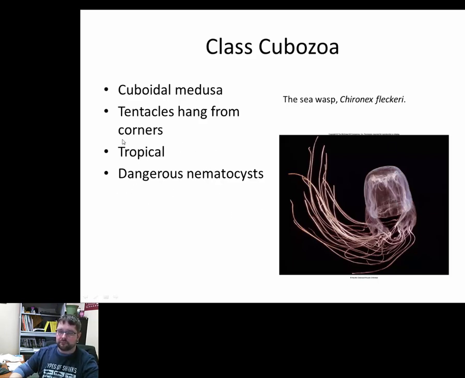Okay, mainly tropical, although sometimes, depending on temperatures and water currents and things like that, they can come into semi-tropical waters, and they make the news a lot because they're dangerous. The nematocysts are very dangerous to humans. Some of them, like the sea wasp, have these unique names which will basically indicate, especially the common name, that you don't really want to encounter these because they can be very painful.